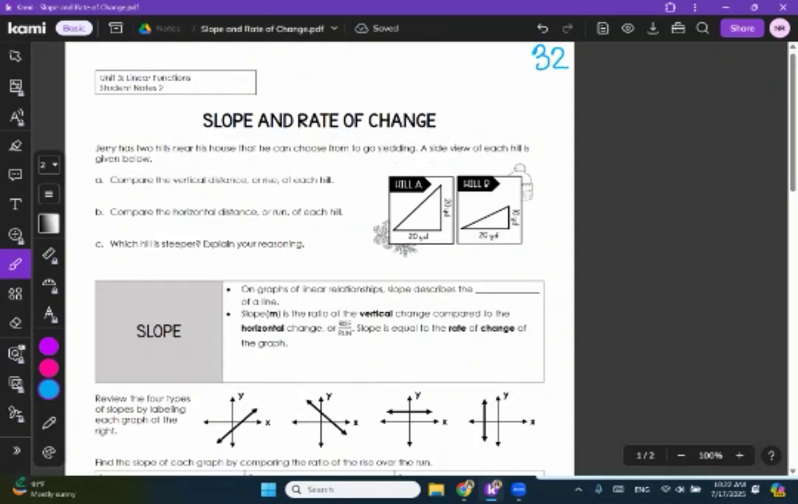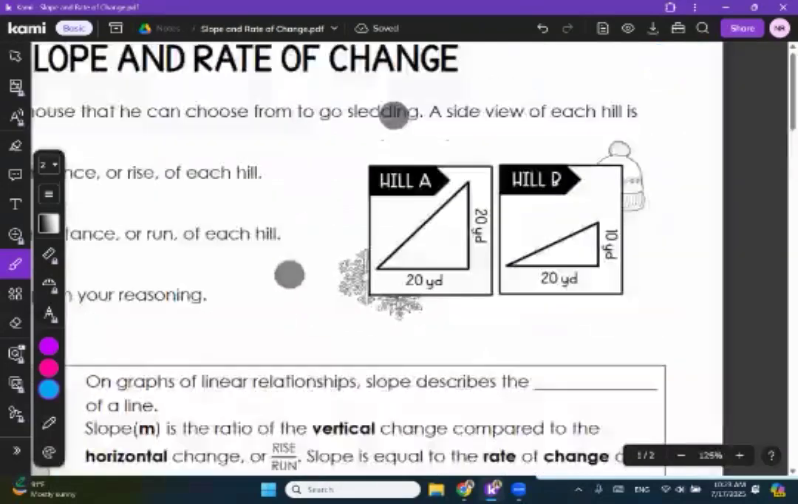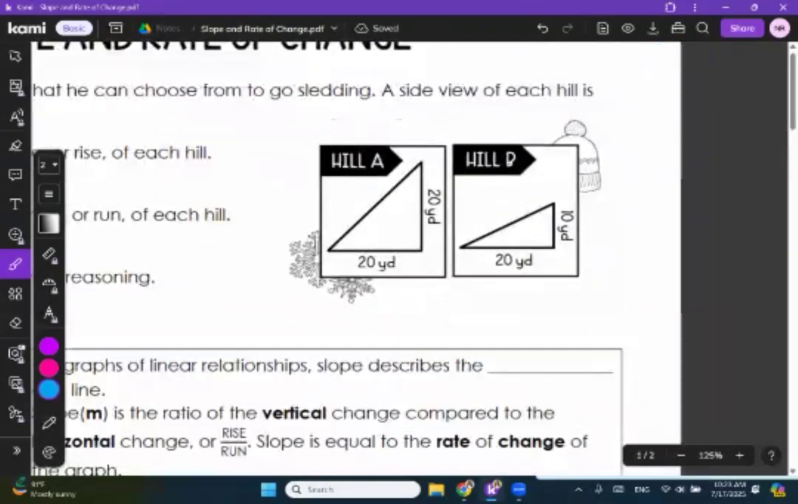Anyway, it says Jerry has two hills near his house that he can choose from to go sledding. A side view of each hill is given below. Compare the vertical distance or the rise, and then compare the horizontal distance or the run of each hill. Okay, so we're comparing the vertical distance, the rise. We're talking about rising 20 yards versus rising 10 yards.